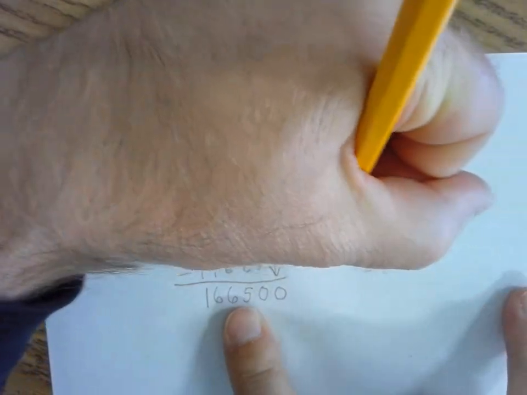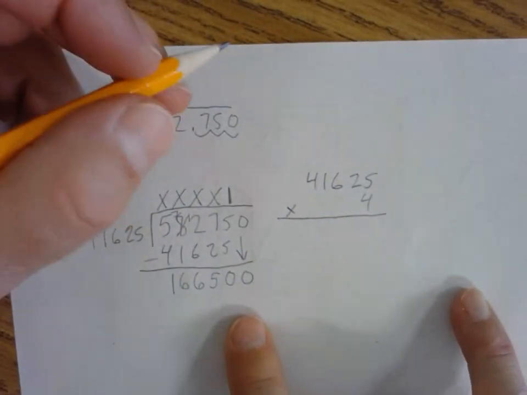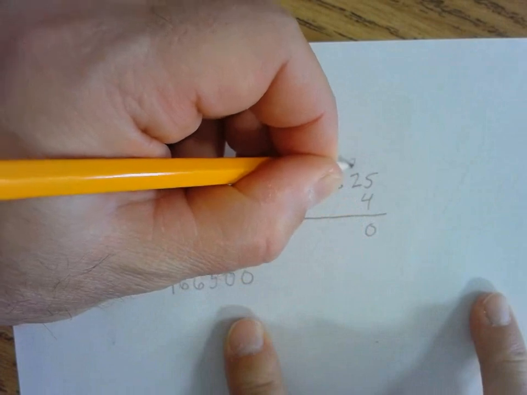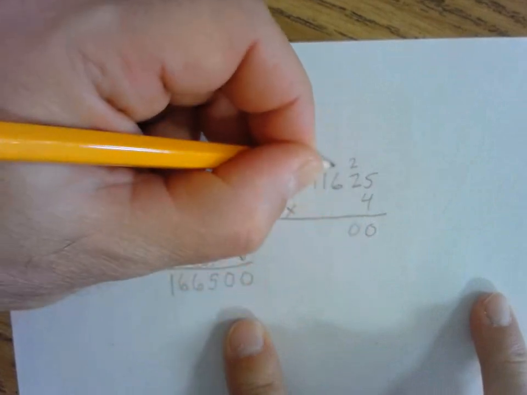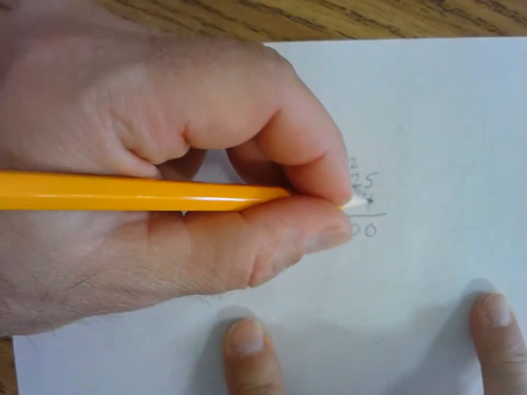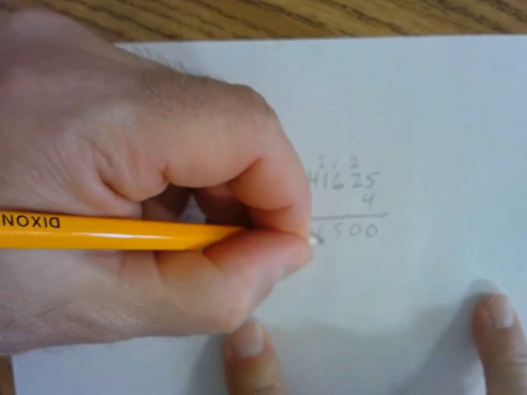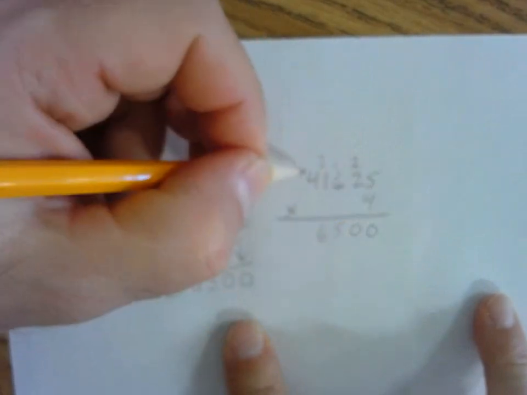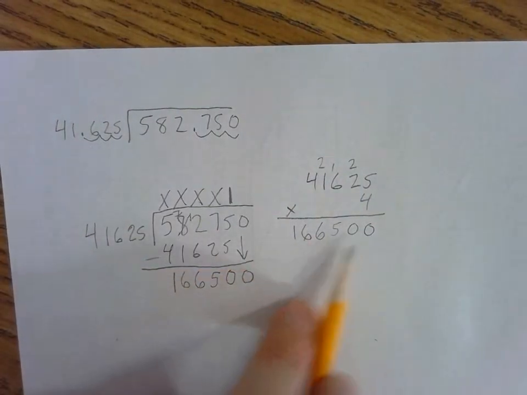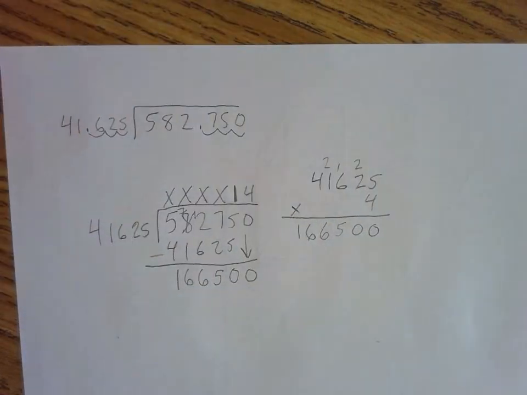I'm going to times 4, because I know that 4 times 5 ends in a 0, so this might be the answer. Okay, so this would be 20, 8, 9, 10. That's 24, 25. That's 4, 5, 6. And that would be 16. So look what we got here. 166,500. So this would be a 4.